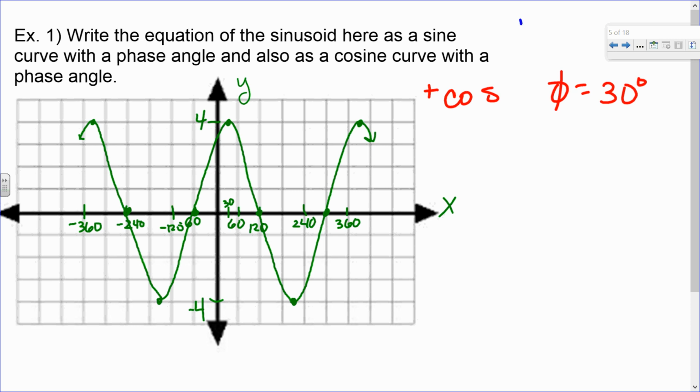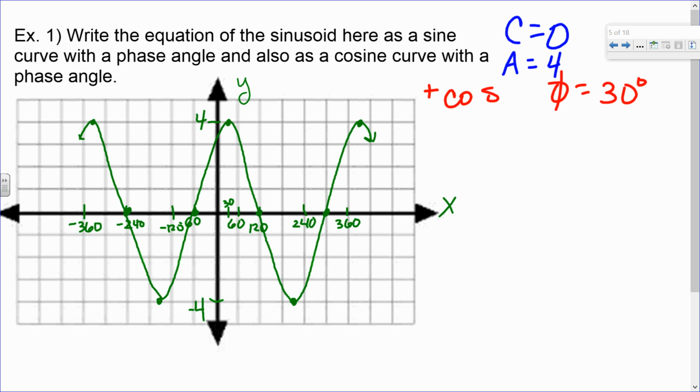Okay, center line is 0. Is that going to change whether I think about it as sine or cosine? Nope, that's going to stay there. What's the max? The min? That's not going to change either. So what's the amplitude? No matter how I write the equation, I need y equals 0 plus or minus amplitude, for sine or cosine something or other.